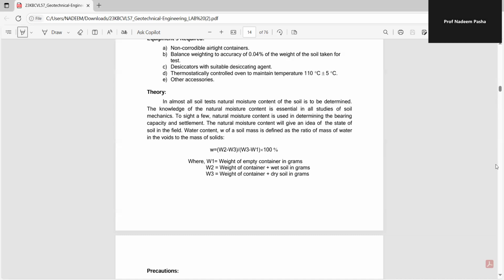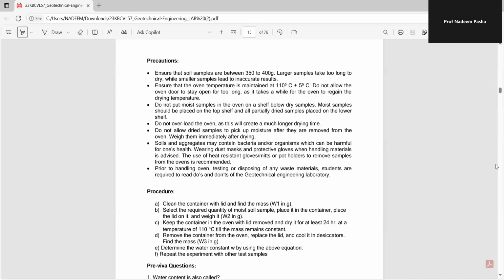So what are the precautions you have to take while doing this test? Ensure that the soil samples are between 350 to 400 gram. Larger samples take too long to dry while smaller samples lead to inaccurate results. So whenever you perform this test, don't take too much soil. It should be in the range of 350 to 400 gram only. Because if you take a large sample, you have to dry it, so it will take more time.